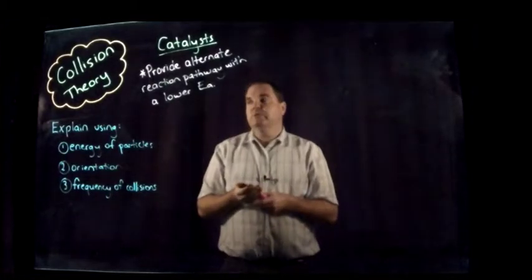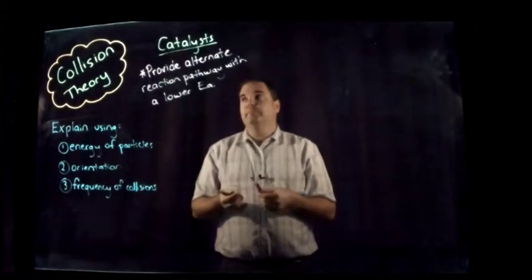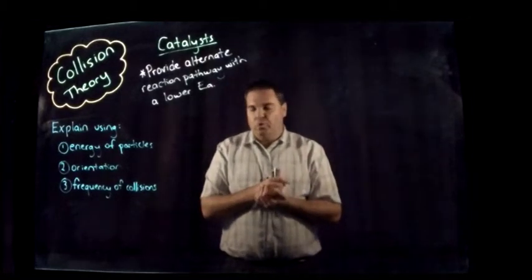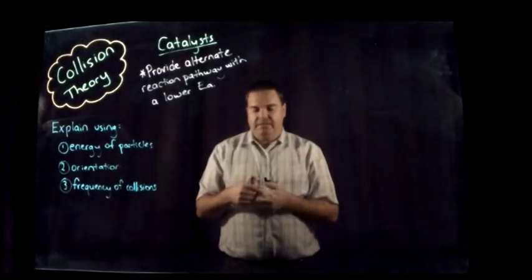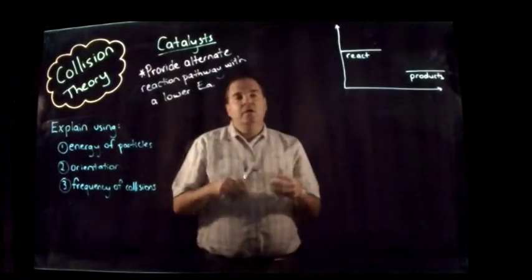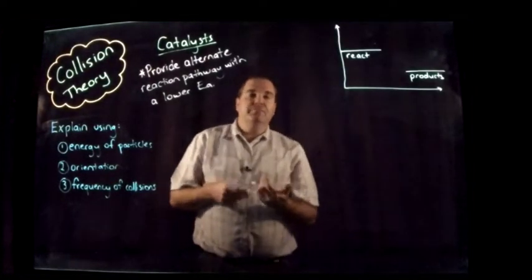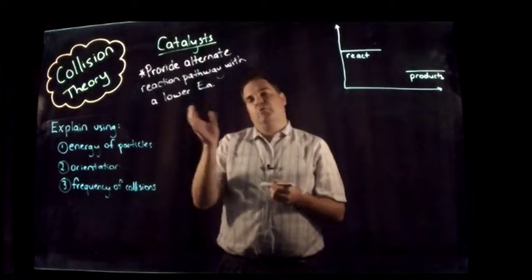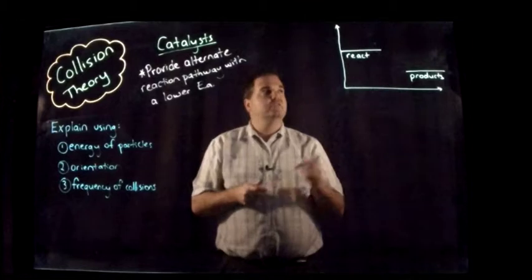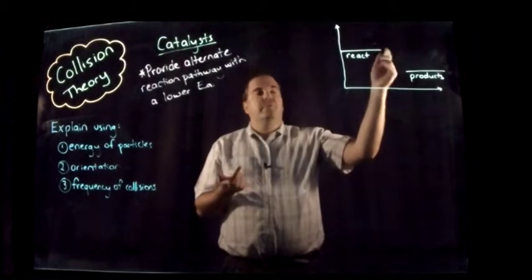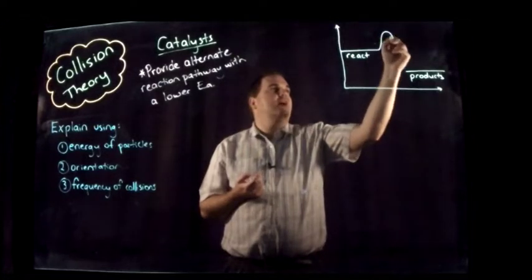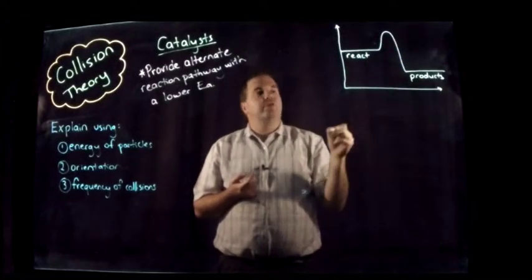What I'm going to do is use an energy profile graph to talk about the effect that a catalyst can have. I'm going to use an energy profile graph for an exothermic reaction to explain how this alternate reaction pathway occurs. Normally up here in an exothermic reaction we have our reactants, which have a higher energy than our products. So here's our normal energy profile graph.